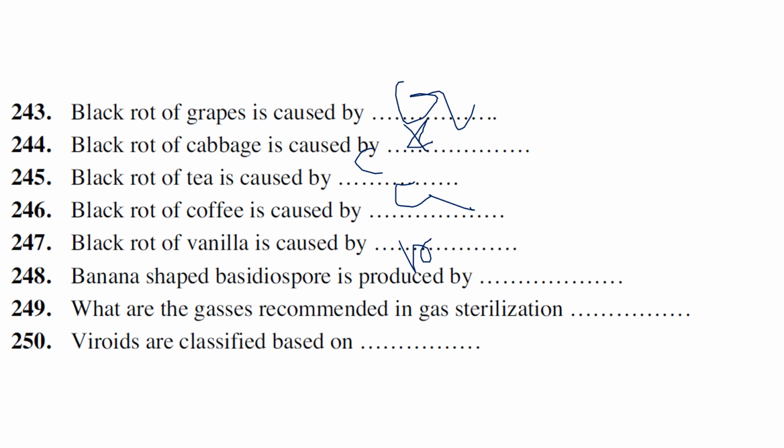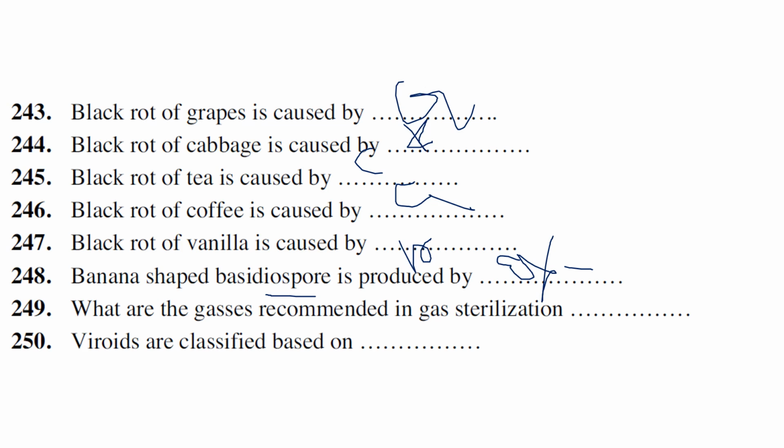The next one: the banana-shaped basidiospore is produced by Exobasidium vexans. Exobasidium vexans is a disease of coffee, right? Probably a disease of tea or coffee. I couldn't recall it, but Exobasidium vexans generally causes disease in tea, or probably in coffee.